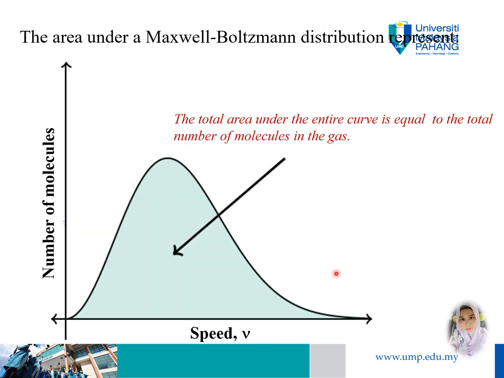The area under a Maxwell-Boltzmann distribution represents the total number of molecules in the gas.